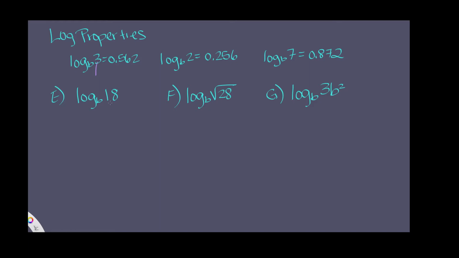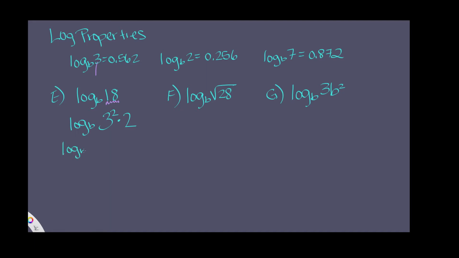I'm not asking you to find the log base b of any one of these things, but in some way we're going to be able to take this 18 and make 18 out of the logs that we have. So for example, 18, we can rewrite as 3 squared times 2, because that's 9 times 2. So I could take log base b of 3 squared times 2 and then use my properties to expand this.